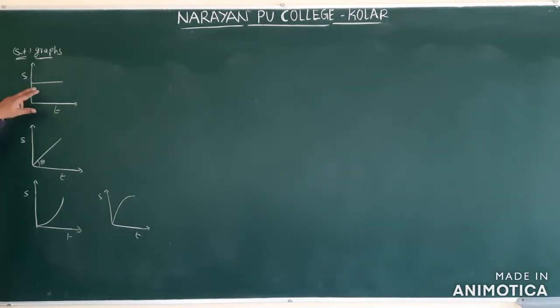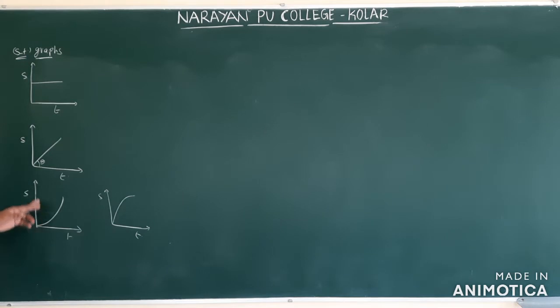The object is at rest. Do you remember? First we drew this graph. How is the object moving here? The object is moving with uniform velocity, isn't it? The slope of a displacement time graph gives velocity. If you find the slope of this one, you will get velocity.